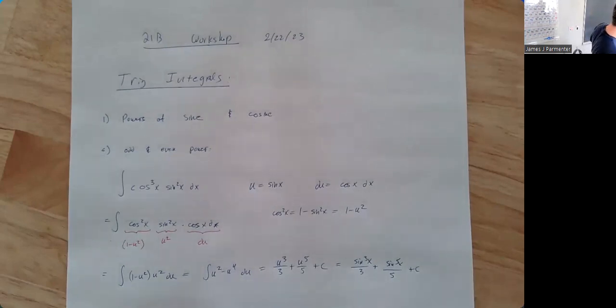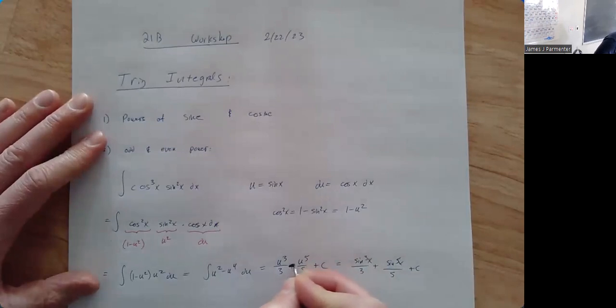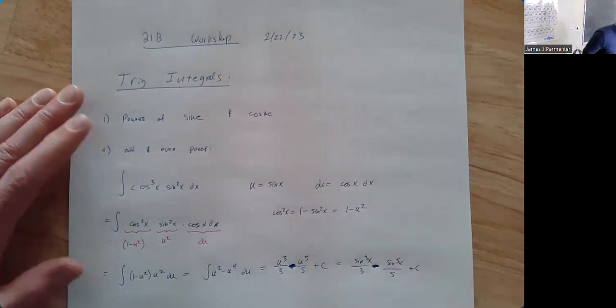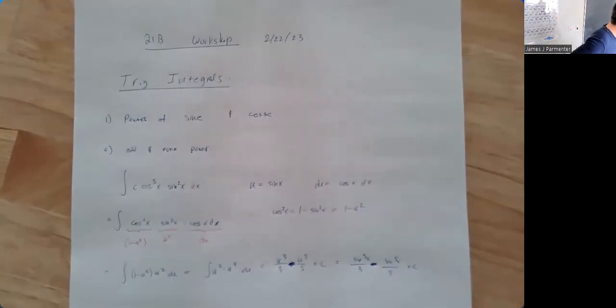Why does the sign in front of u to the fourth after you integrate turn to positive? Because I made a mistake. Okay. Yeah. It should be minus. Sorry about that. Good call. Thank you. Don't let me get away with those mistakes. Other questions?